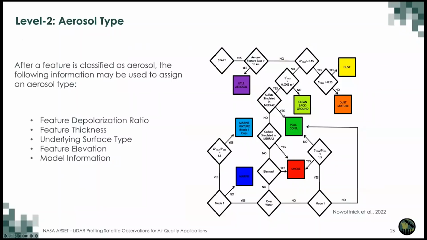The underlying surface type. Are we over the ocean, the remote ocean? It's more likely to be marine or sea salt. The elevation, is it lofted high in the atmosphere? If it's very high, it might be UTLS aerosol. If it's lower, it may be a smoke event again. And then often for CATS at least, we pulled in information using MERRA-2 to help assign an aerosol type where some of this information was kind of ambiguous.